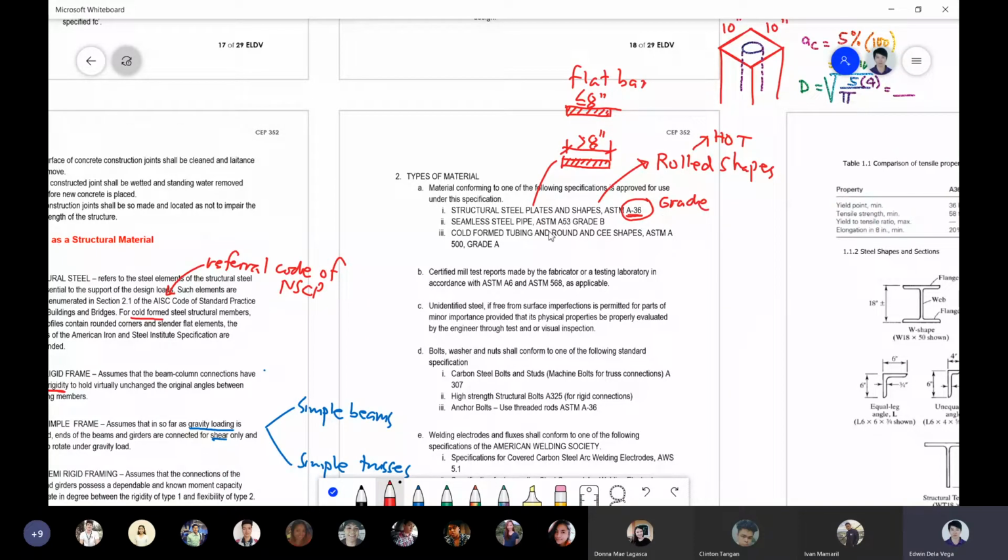Okay, so we have the pipes which are seamless, there are no joints, and these are normally A53 grade B. And for the cold formed tubes and round and C shapes, okay, so we have the tube, the round, and the C. So these are now cold form, meaning to say you don't apply heat to form it. So these are normally thin, no? Because it's very hard to form it when it is cold. So these are only thin plates.